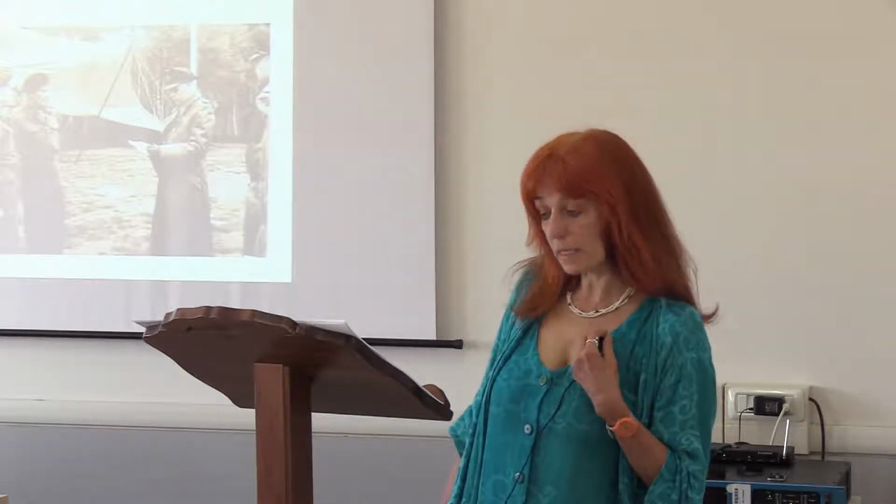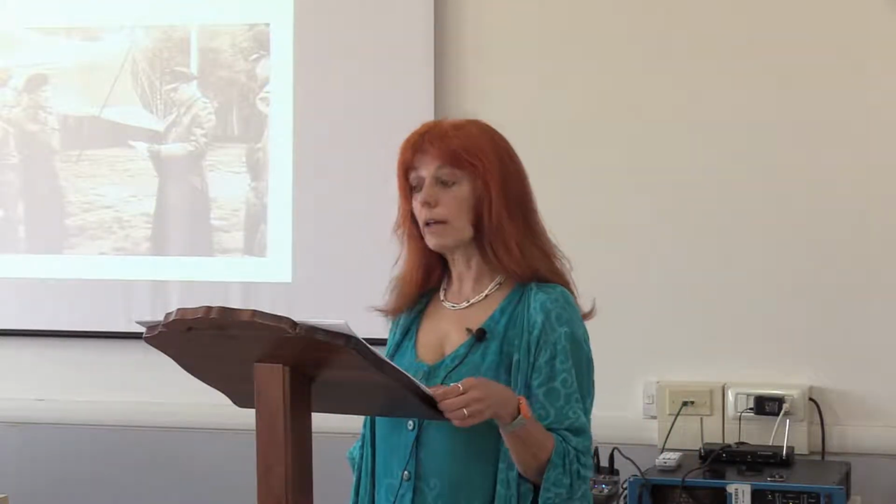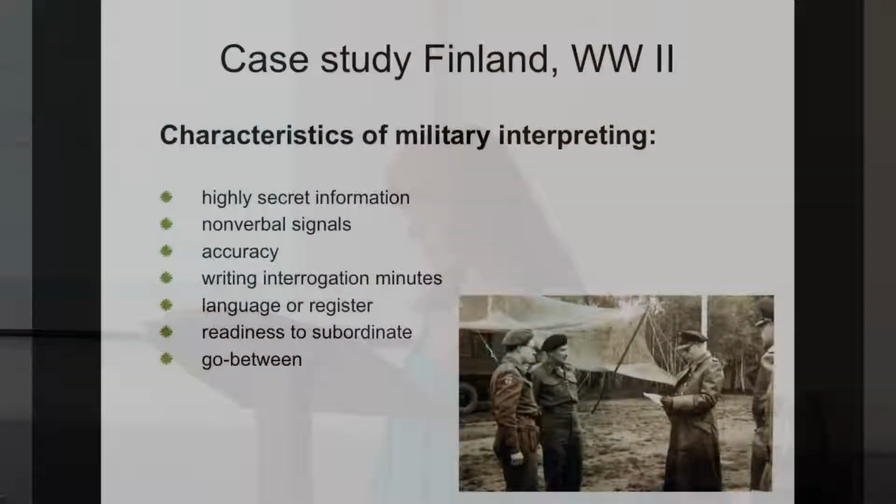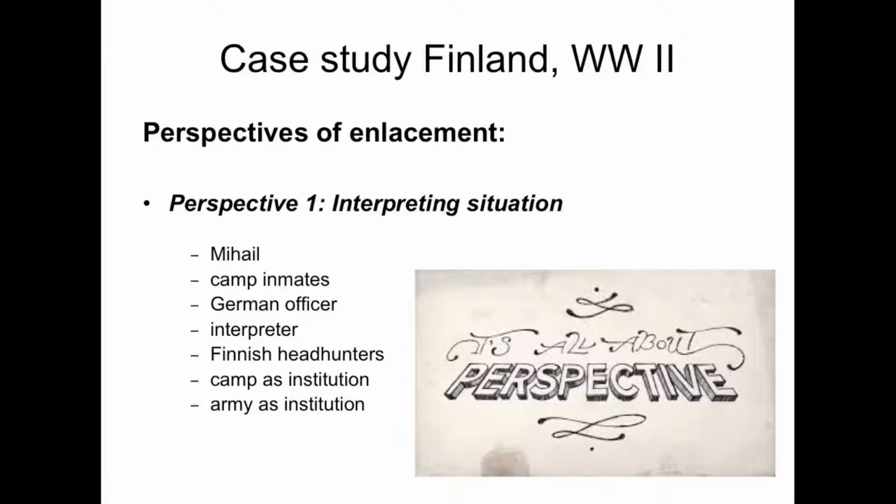But let me now come to the analysis of the interpreting situation I have presented earlier, and I want to analyze it with the histoire croisée approach. At a closer look, we might identify various perspectives. First, the objects to be analyzed in the present context involve particularly the interpreting situation and the various participating agents and institutions which deliver the thicker context of this situation. That is, the Ukrainian prisoner Mikhail, the camp inmates, the German officer, the interpreter, the Finnish headhunters, as well as the camp and the army institutions. This perspective thus presents an ensemble of objects who or which converge in the interpreting situation which follow Mikhail's execution.